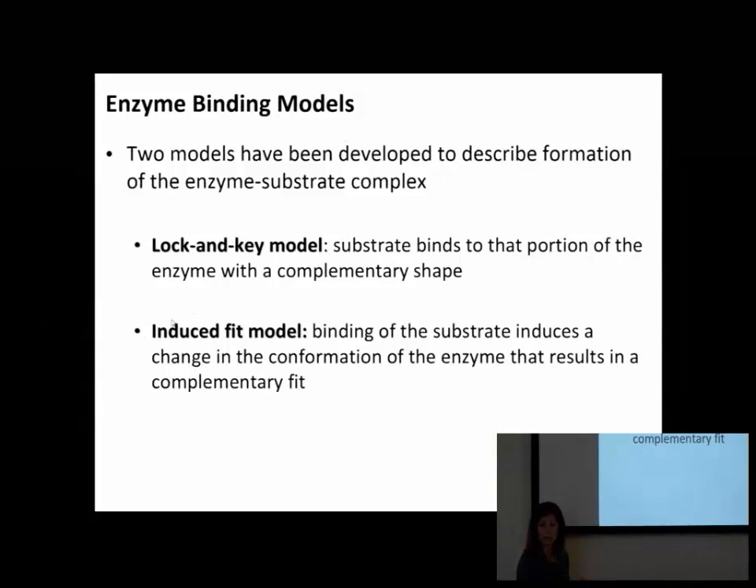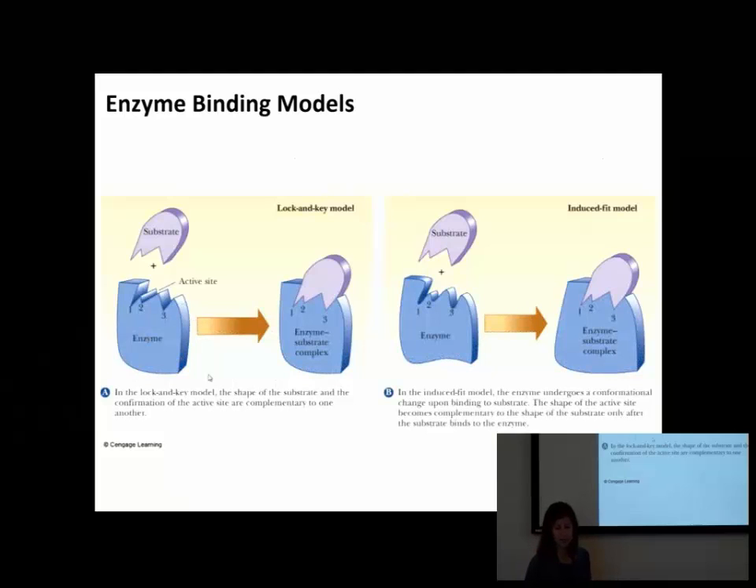So here's the lock and key. Here's the enzyme. There's a substrate here. The active site has a shape that is exactly complementary to the substrate before the substrate even gets there. Right? It looks exactly complementary, like a puzzle. However, in our induced fit model, the active site sort of looks like it, but there's going to be a change in conformation in our enzyme once that substrate gets close. Right? It's going to change and form around it.